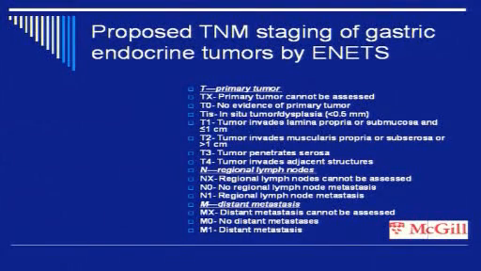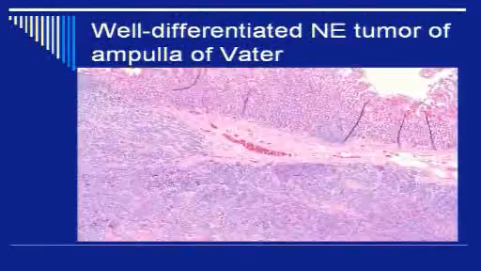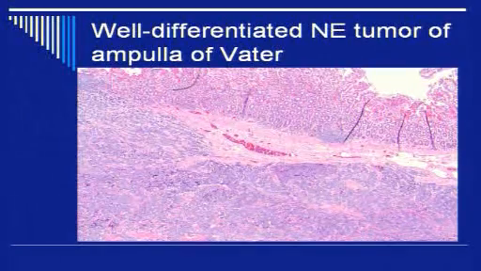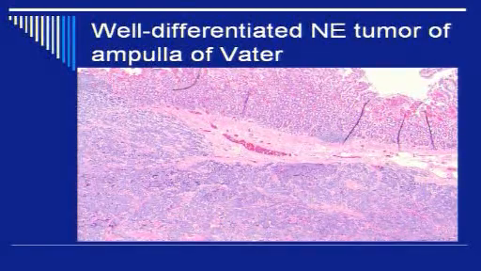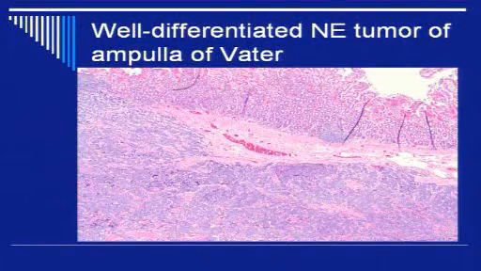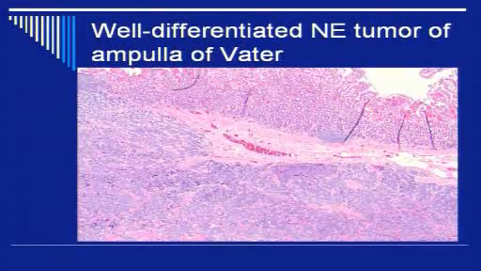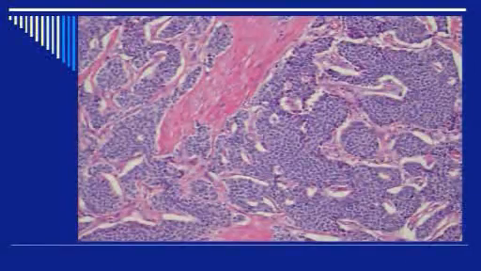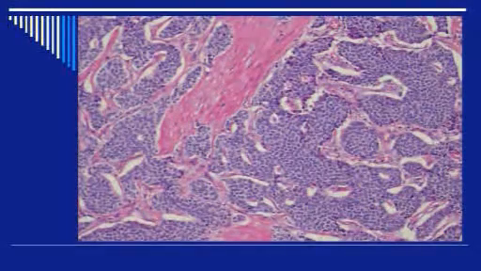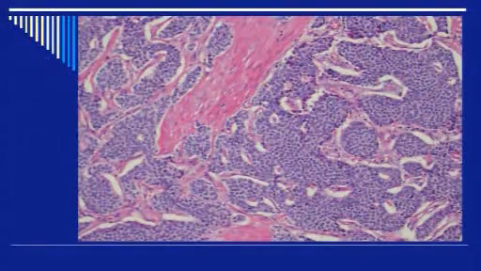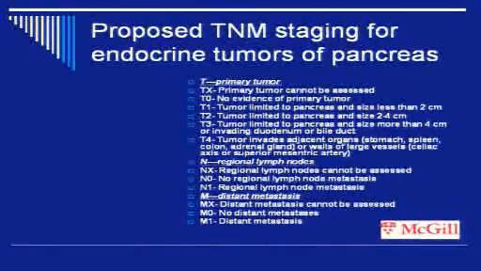So these are the proposed TNM stagings of the gastric endocrine tumors by the ENETS, the European Neuroendocrine Tumor Society. But this is in your brochure, so I will not, in the interest of time, go into it at the moment. The well-differentiated neuroendocrine tumors can also arise from the ampulla of Vater in the duodenum, and this is an example of a case where you see the tumor in the submucosa, and the surface mucosa looks normal. And this is a very well-differentiated tumor. So again, the cells look very monomorphous. They have quite a bit of cytoplasm, and the nuclei are small.